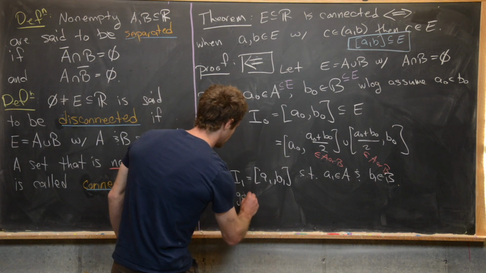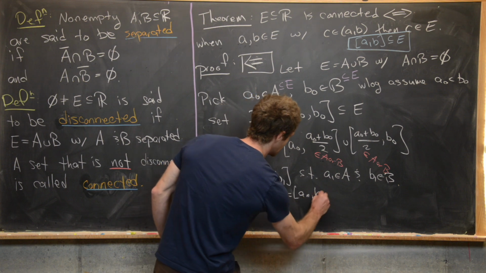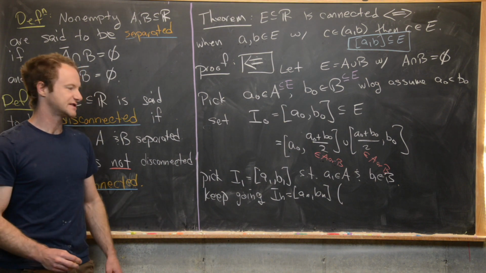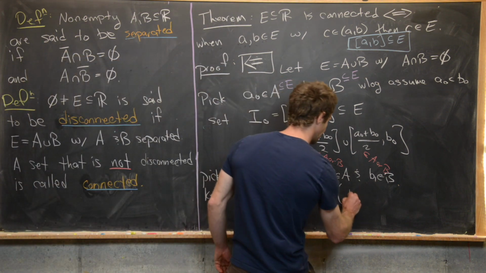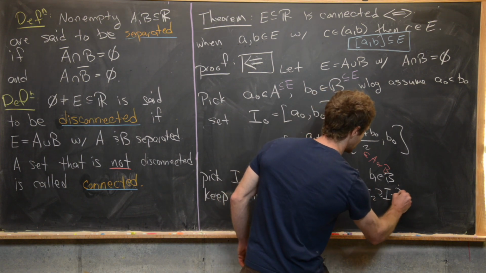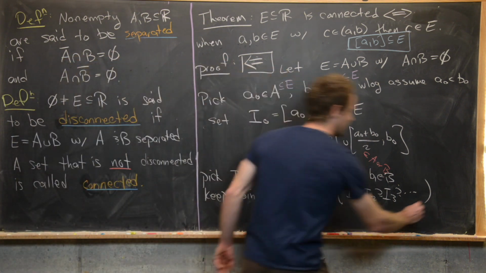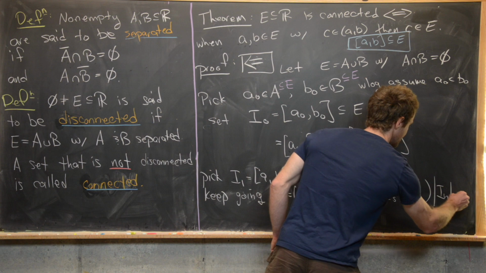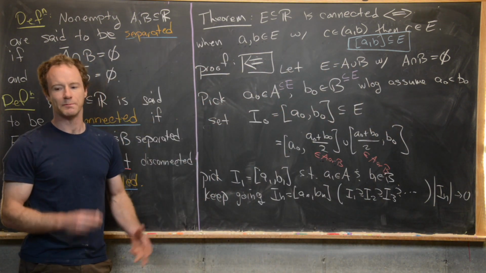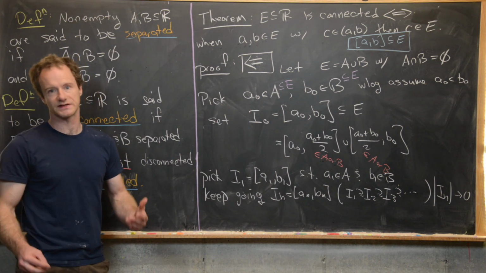We want to keep going and make Iₙ, which is [aₙ, bₙ]. And notice that gives us this nested sequence of non-empty closed intervals. So we've got I₁ contains I₂, contains I₃, and so on and so forth, with the length of Iₙ tending towards 0 because we're halving the original length each time. If you halve any number a bunch of times, that's essentially going to go to 0 at some point.